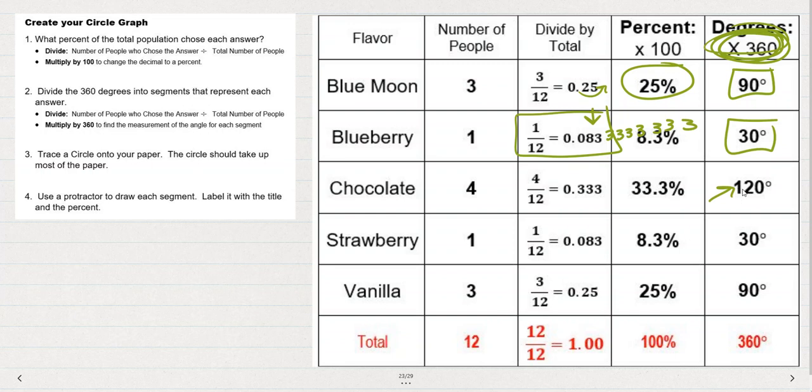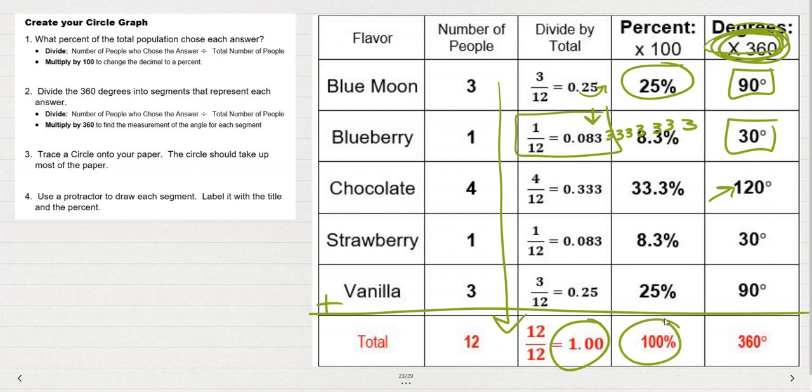Here's how you can double check that you've made all the calculations correctly. When I add up this first column, we got our total. After that, we're going to add up to a 1. Adding up the percent should come to 100%. And adding up the degrees should come to 360 degrees. And that's one way I know that I've got accurate answers here.